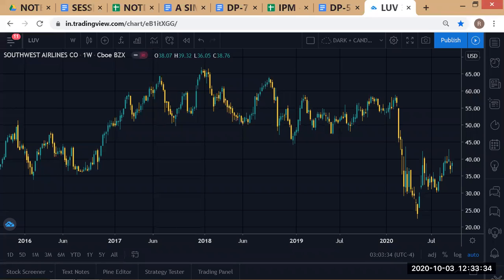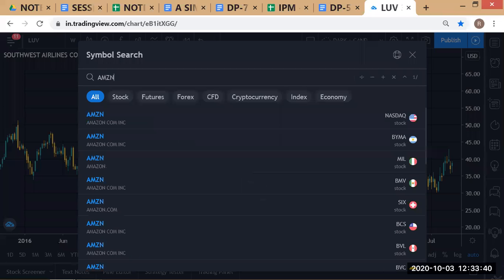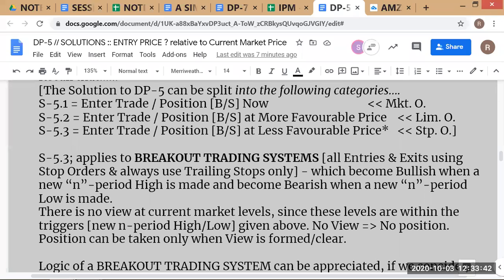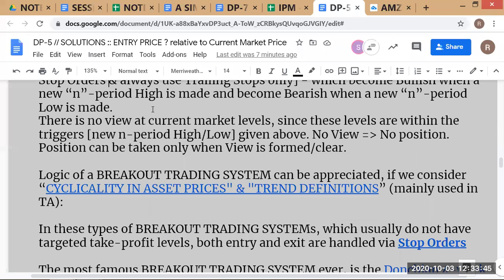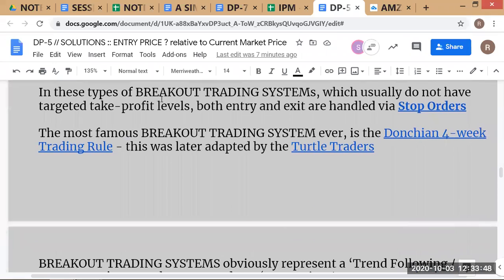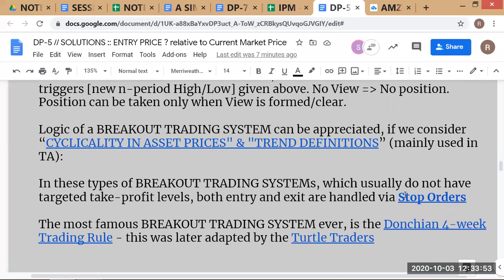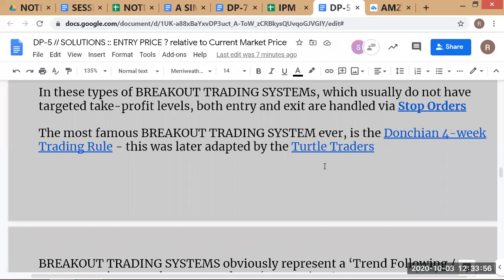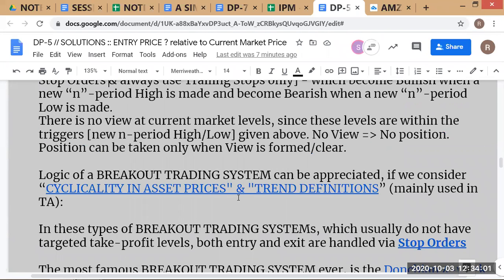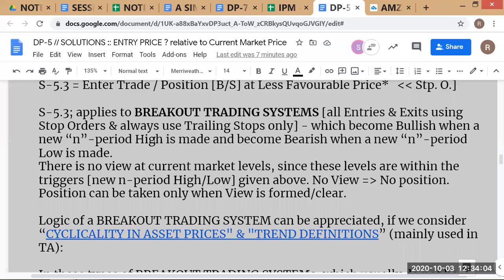All right. Now, what was I saying? Now, we want to discuss breakout trading systems, and in that, we want to learn about breakout trading systems. They're very important. I've already written all this here. We want to learn about a very famous breakout trading system called the Donchian 4-week trading rule. You can read about the turtle traders later on. Interesting story. But conceptually, you have to understand, you have to remember your definition of trends. Higher highs, higher lows, condition for starting a trend, condition for maintaining a trend.